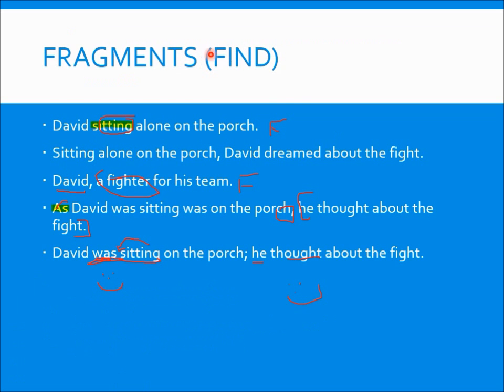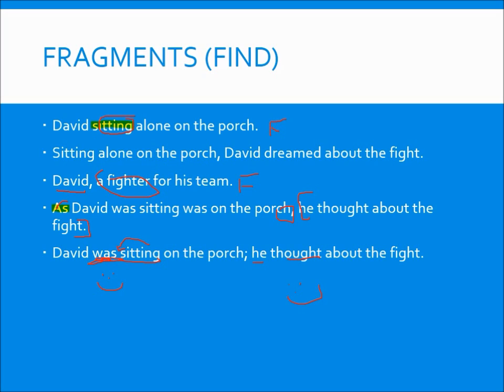All right, now let's see, can you figure out which one of these sentences are the fragments? David, sitting alone on the porch. Well, hey, the sentence is about David, and here's sitting alone, but what did I tell you earlier? What do you have to do? You have to beware of the ing. That makes this sentence a fragment because we have ing and there is no helping verb. So that's definitely a fragment.